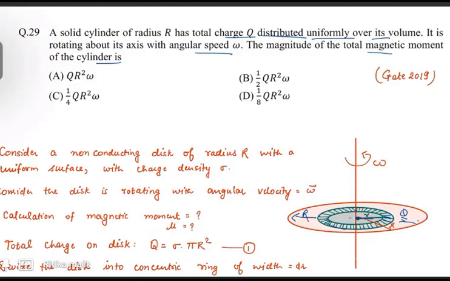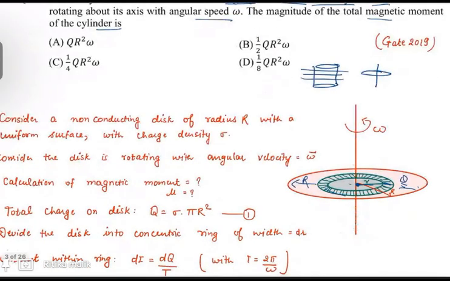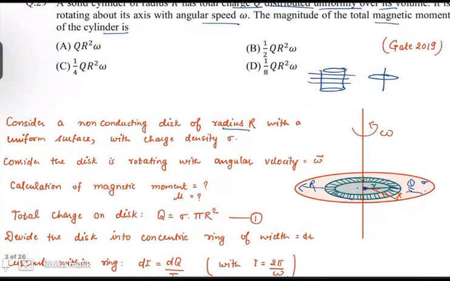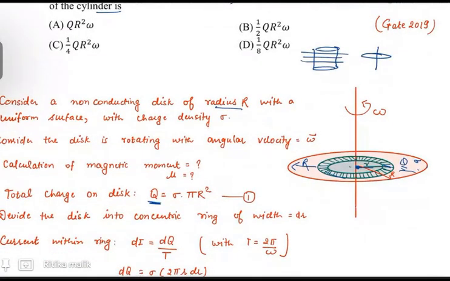So the best way is if you think of the cylinder as formed by slice by slice of discs. So instead of taking the cylinder as a whole, we can take it as a disc. So we consider a non-conducting disk of radius r with uniform surface charge density sigma. And it is given that the total charge q is distributed uniformly across its volume. So the total charge on the disk Q is sigma into area A, which is sigma into pi r square.